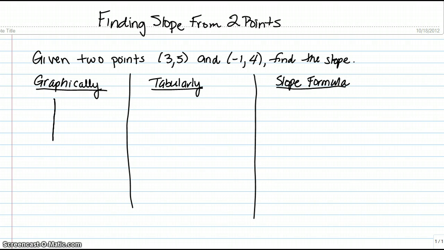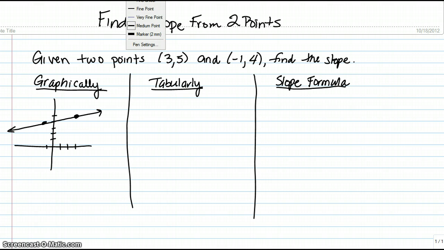Well, I'm going to do that because this is going to help us review for our test. So I'm going to go ahead and sketch a picture. I've got 1, 2, 3, and 1, 2, 3, 4, 5. So (3, 5) should land right there. And (-1, 4), we got negative 1 and then up 1, 2, 3, 4. So our line goes through these 2 points.